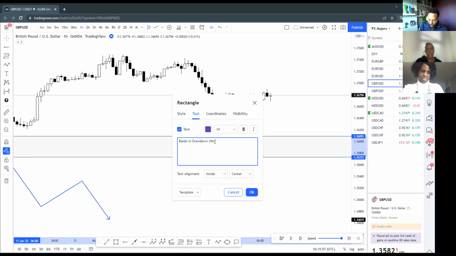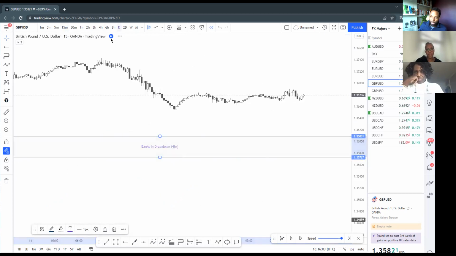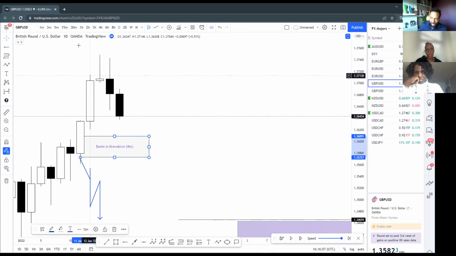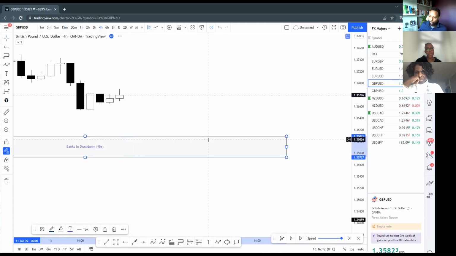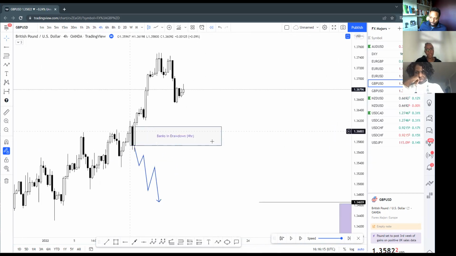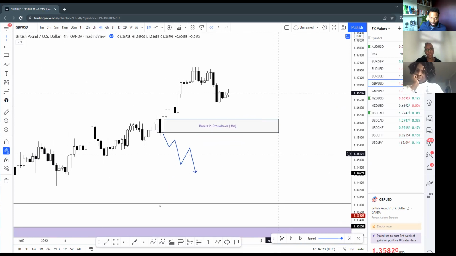I label it 4-hour, so you know what time frame you're referring to. Banks in drawdown, 4-hour. So no matter what time frame I'm on, 15 minutes, one day, if it doesn't look like the banks are in drawdown here, it's because I'm looking at the wrong time frame. I need to be looking at the 4-hour. And then you go look at the 4-hour chart and you can see banks are in drawdown on this candle. All right? Clear so far?